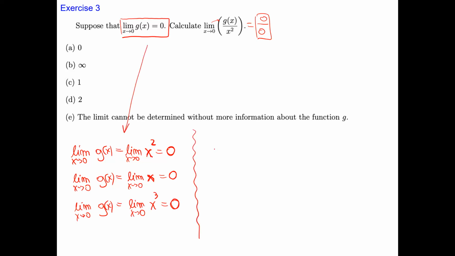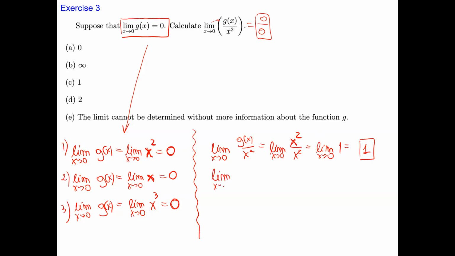Now, what about this limit? The limit of g of x over x squared. For g of x, we decided on our 1, 2, 3. The first is x squared. And x squared over x squared, we simplify as 1. The limit of a constant is a constant. As we can see, we have 1. We have this answer.